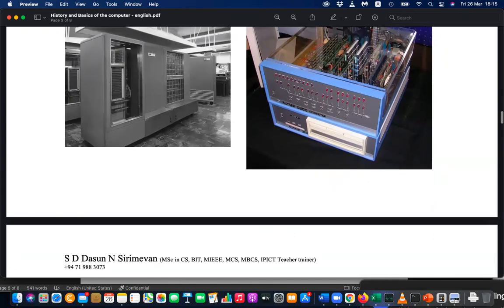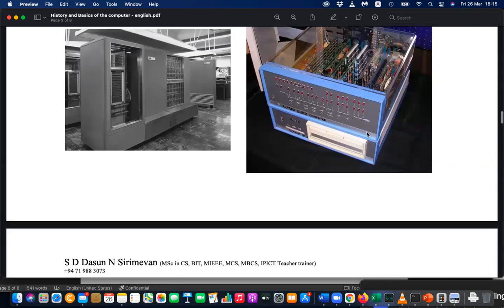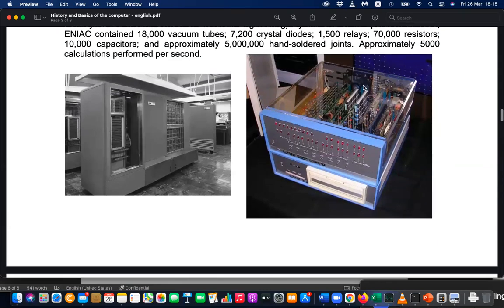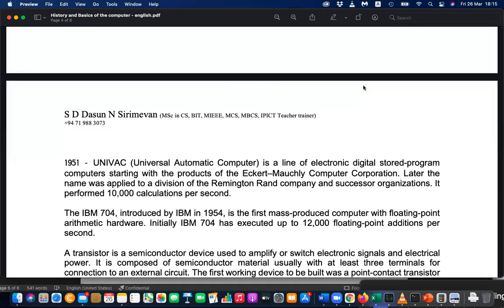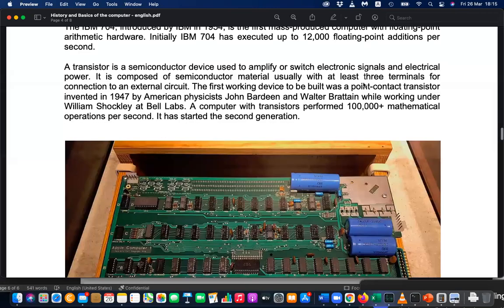Then with the invention of ICs again, computers were really small, and you could carry a computer in your hand in the fourth generation. So palmtops and laptops were developed in the fourth generation, right?